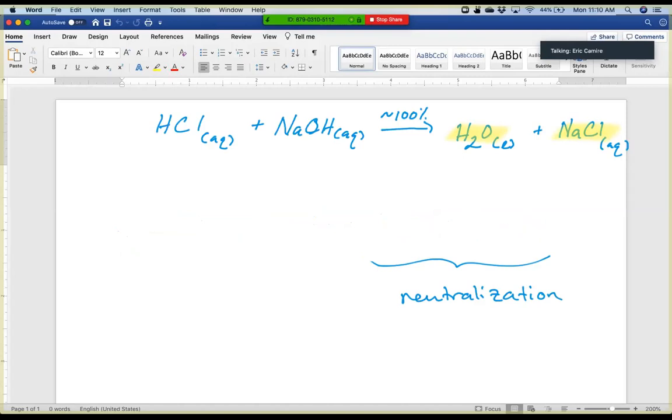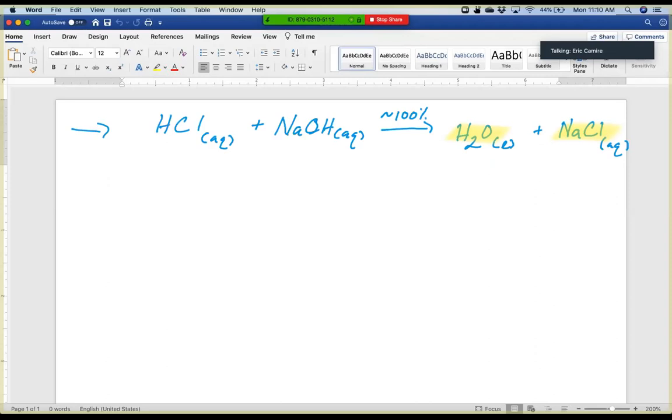So let's take a look. We don't need to do an ICE table or anything like that fancy. I'm going to show you two ways to go about a problem like this. Number one is just to look at the molecular equation. With a little bit of foreshadowing, we'll look at the net ionic next.